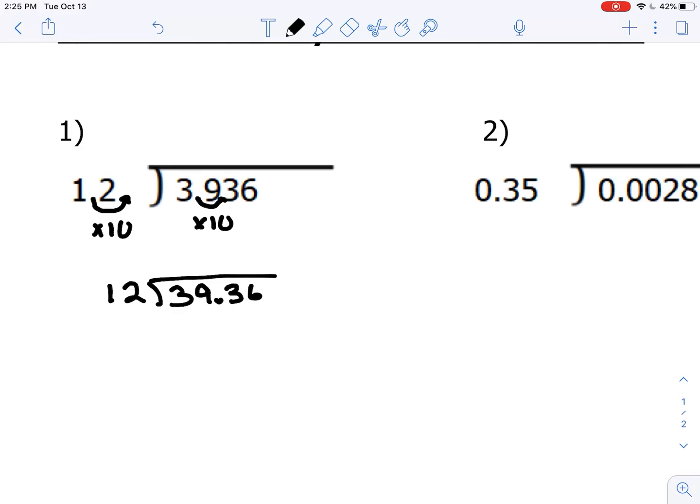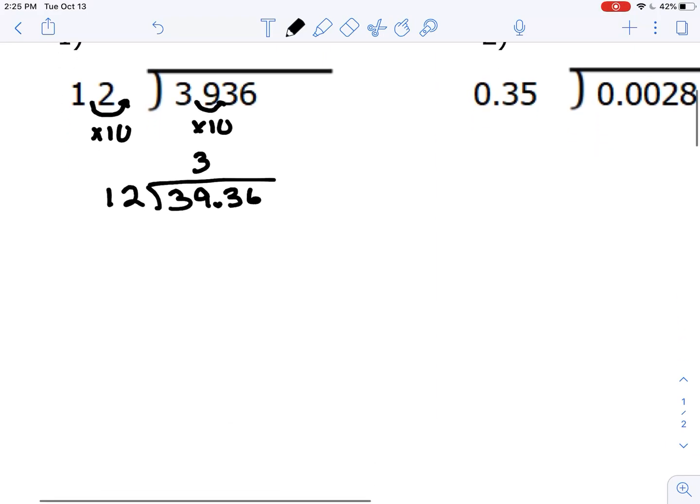All right, so 12 can go into 39 3 times. Let's just move this up a bit, and that's 36. So the difference is 3. I'm going to bring the decimal point up straight into the quotient, and we're going to bring that 3 down to make 3 into 33. 12 goes into 33 2 times.